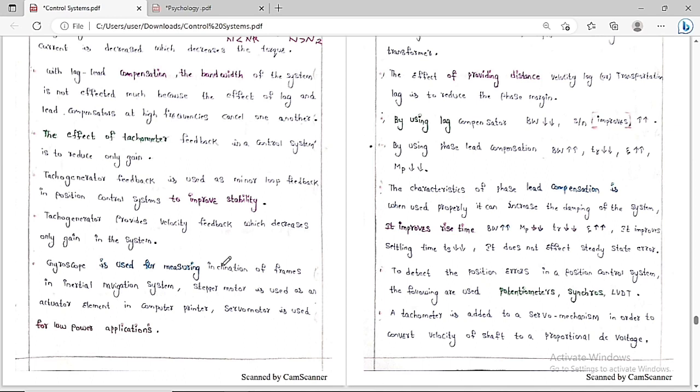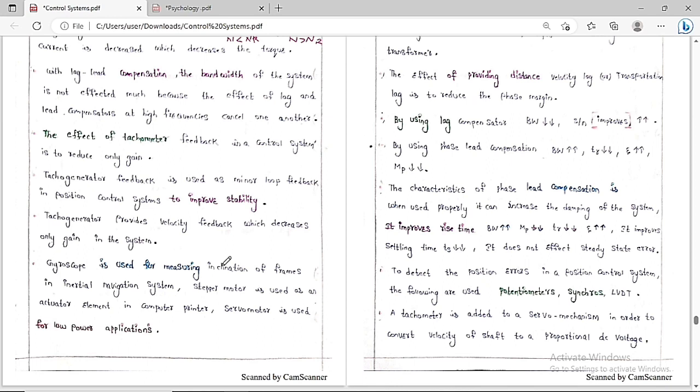So we can say that the gyroscope is used for measuring the inclination of the frames in the case of inertial navigation system, whereas the stepper motor is used as an actuator element in the case of computer printers, whereas the servo motor is used for low power applications.